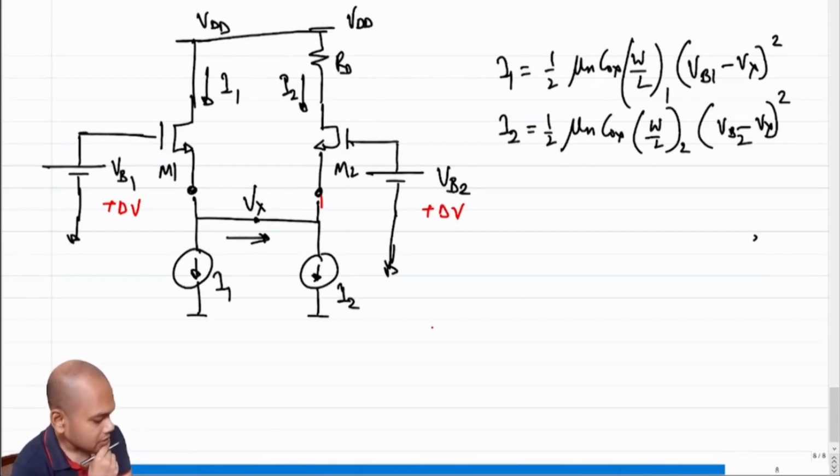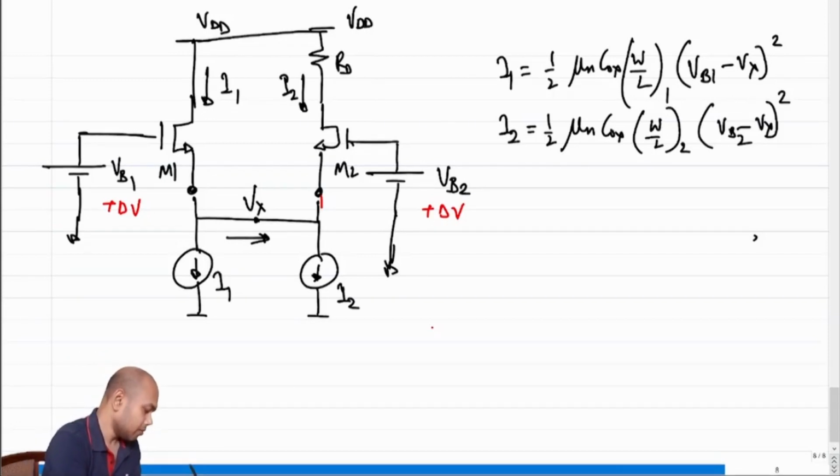Note that these choices of I1 and I2 are not arbitrary, right? They have been chosen in such a way that they will support the quiescent current of I1 and I2 through the transistors M1 and M2, right?